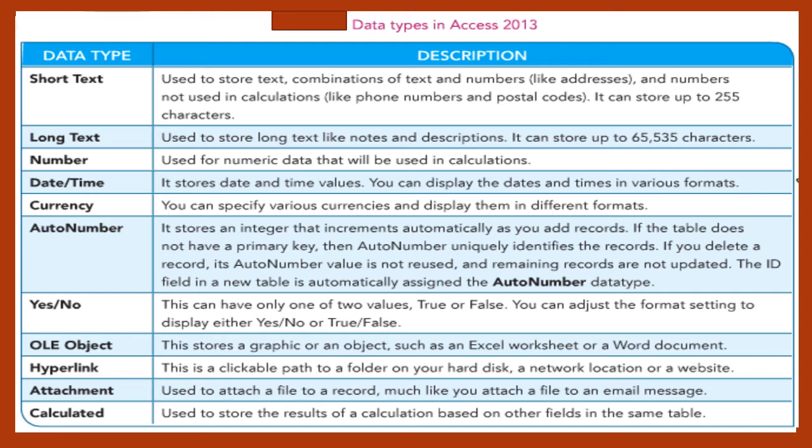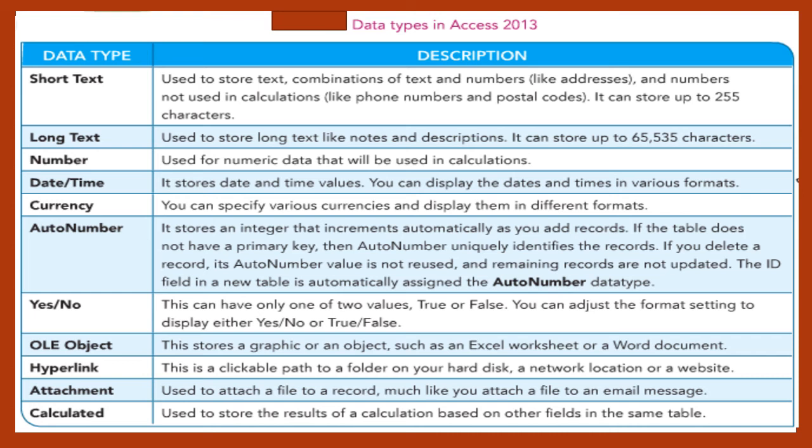The sixth type of data type is AutoNumber. It stores an integer that increments automatically as we add records. If the table does not have a primary key, then AutoNumber uniquely identifies the records. If you delete a record, its AutoNumber value is not reused and remaining records are not updated. The ID field in a new table is automatically assigned the AutoNumber data type.